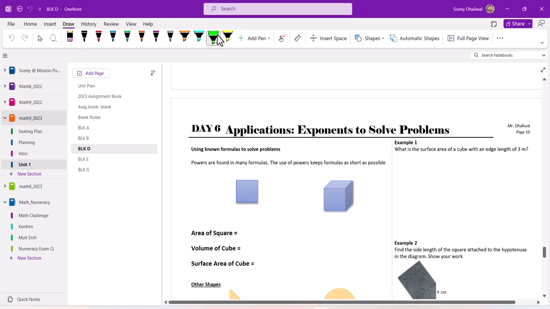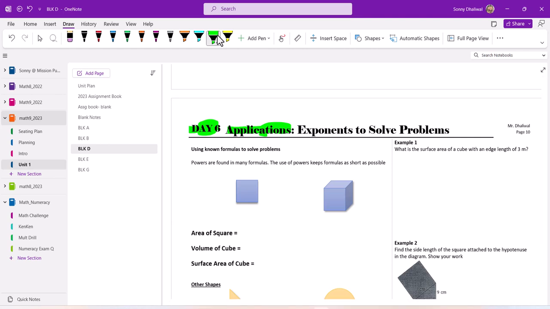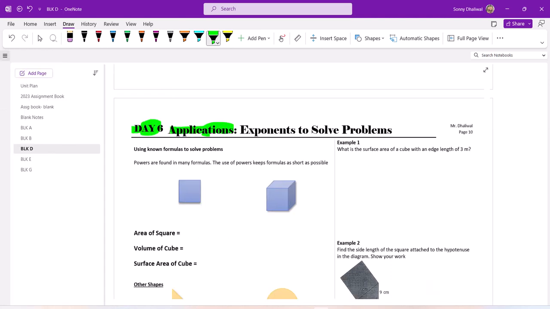So now, day 6 is all about applications. All right? So up to now, we're just learning the rules of exponent laws. We haven't really applied it to anything. So I purposely left all the applications to the very end. Some teachers do it as you learn the rules, but I figure, hey, focus just on the rules and we'll talk about the applications at the end.